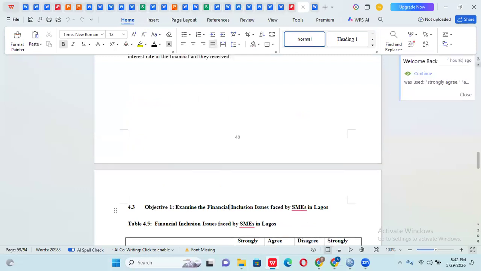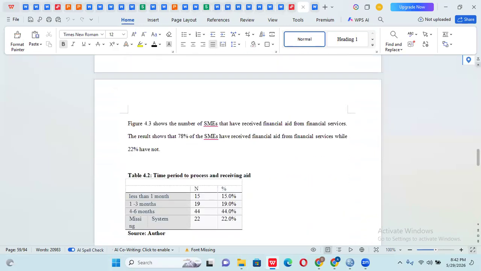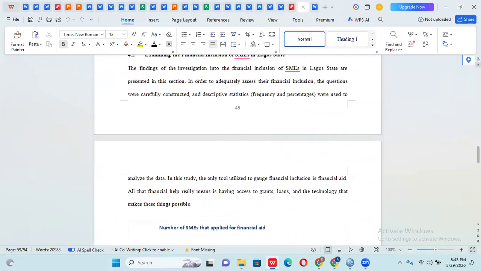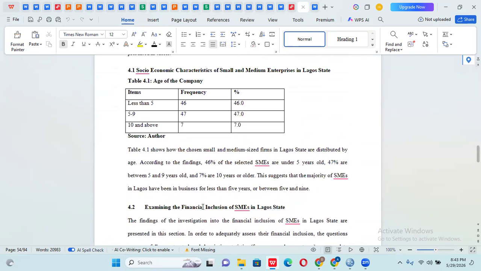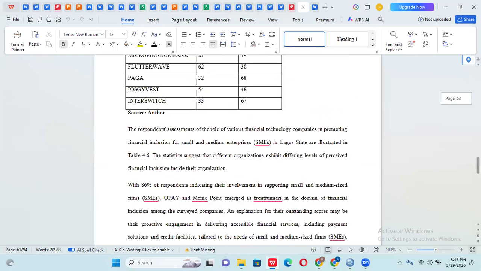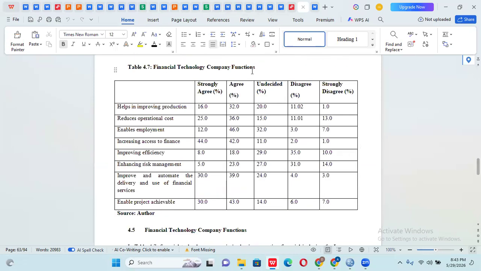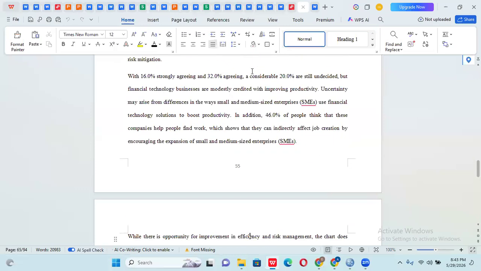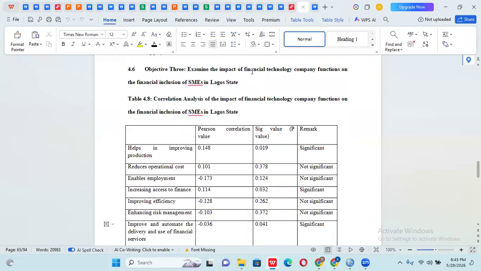All right, this is the inclusion analysis. Sorry, it's not this. Yeah, this is the financial inclusion analysis that's been done already. Okay, so now we now do objective 3. So we now do objective 3, examine the impacts of financial technology company function on financial inclusion. Now we use correlation analysis for it.